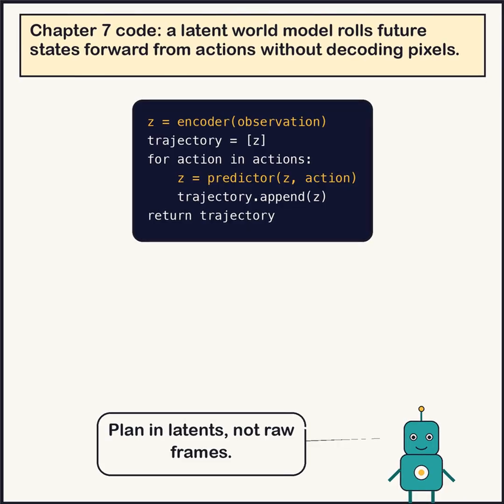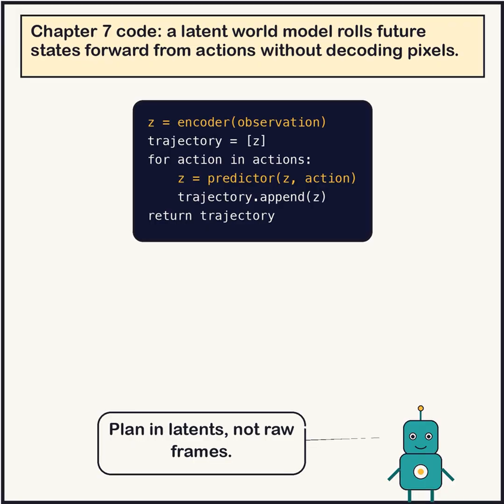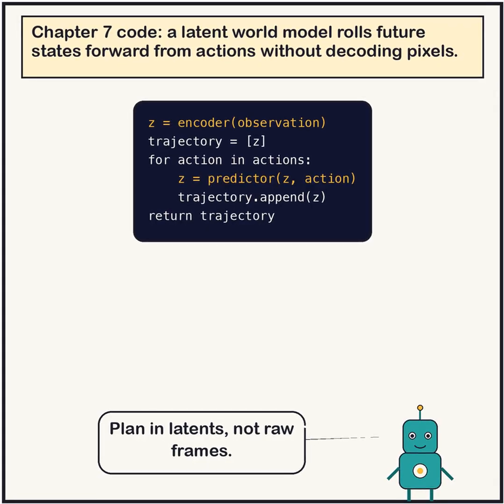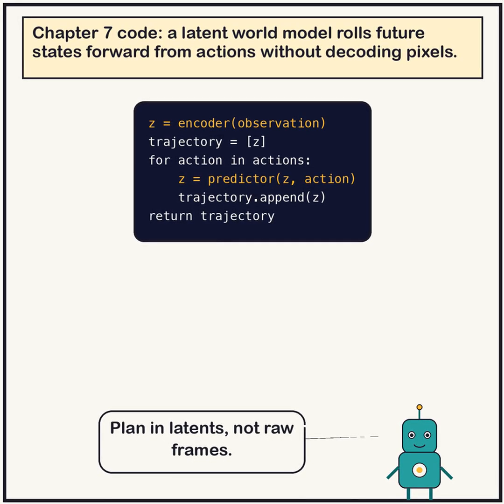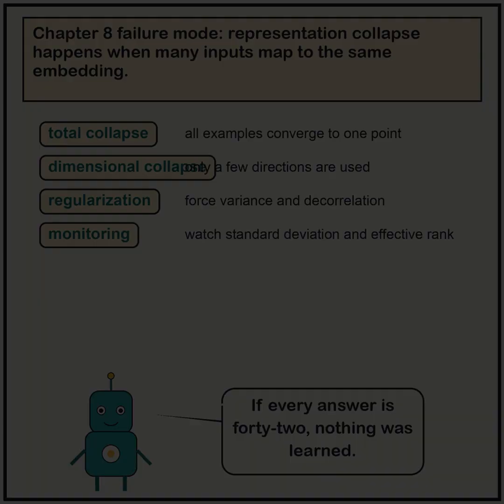Real-world analogy. A latent world model is like planning a route on a compact map instead of redrawing the entire city at every turn. Plan in latents, not raw frames.